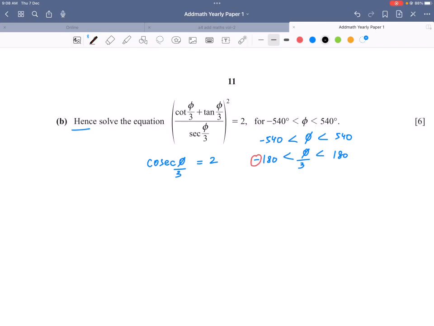So if you simplify the expression here, it's cosec psi over 3 equals to 2. Cosec is the inverse of sine. So sine psi over 3 will be equals to 1 over 2, right? And keep in mind that it's a square sign here as well. So we need to apply squaring on both sides. Not square on the right side, sorry.